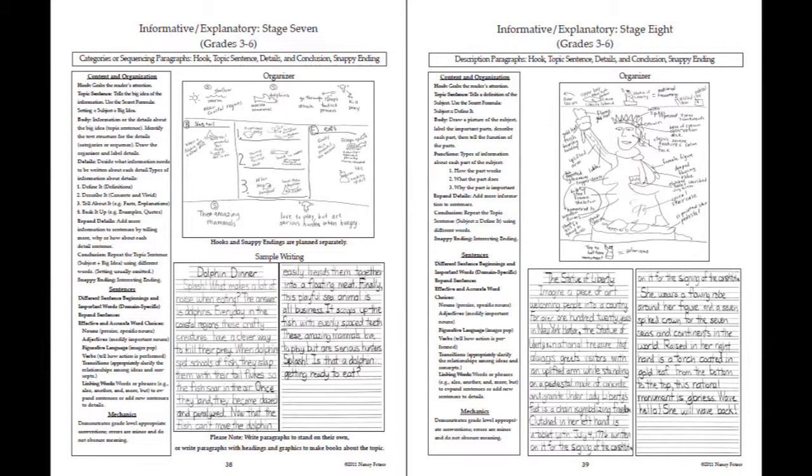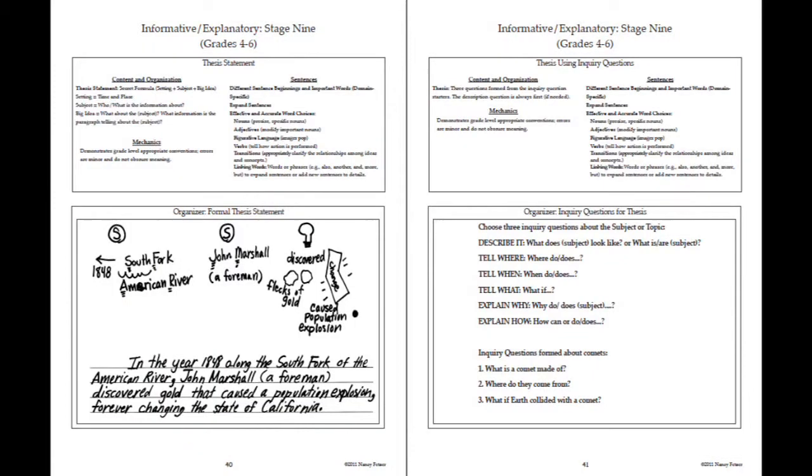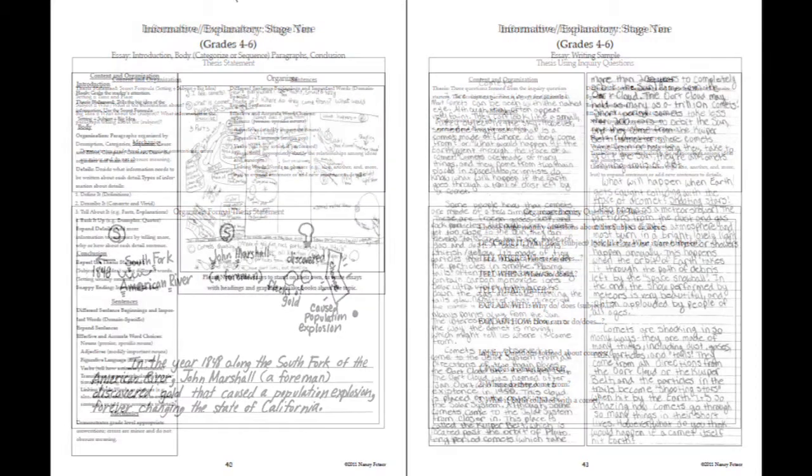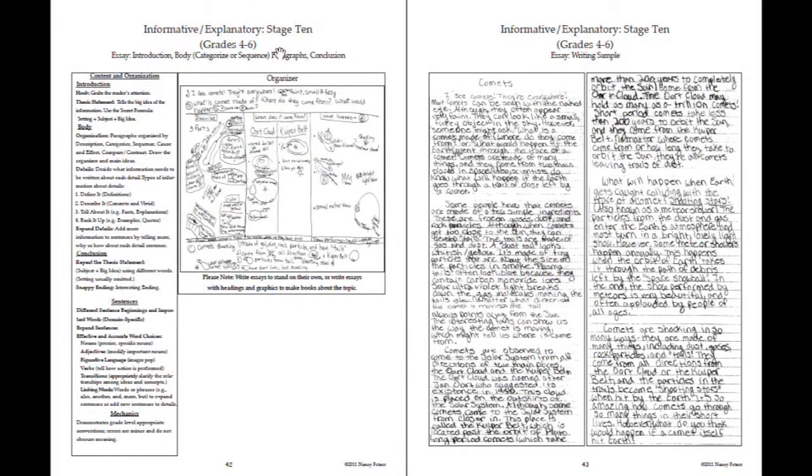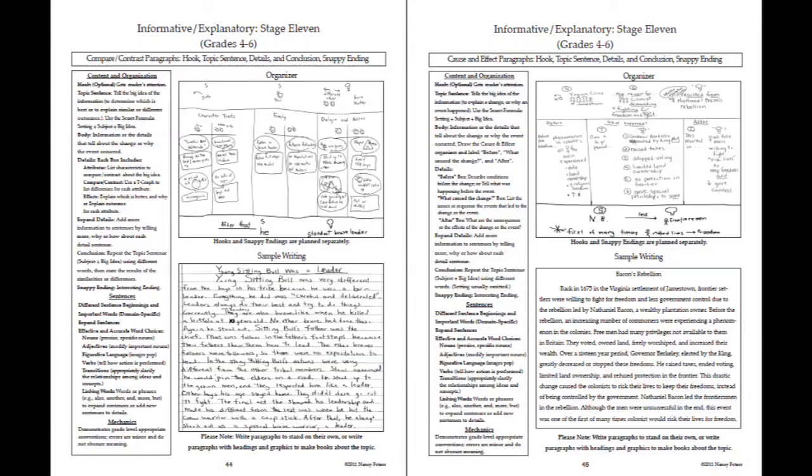Stage 7 for grades 3 through 6, we have paragraph writing, but now we've added more sophistication to those paragraphs. And then we have page 40 and 41 for stage 9, where students will be writing thesis statements or inquiry questions. Stage 10 is an advanced multiple paragraph essay with an introduction, body paragraphs in the middle, and a conclusion paragraph with descriptors, what the organizer looks like, and a sample of student writing.